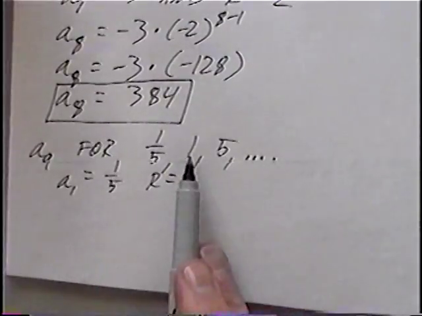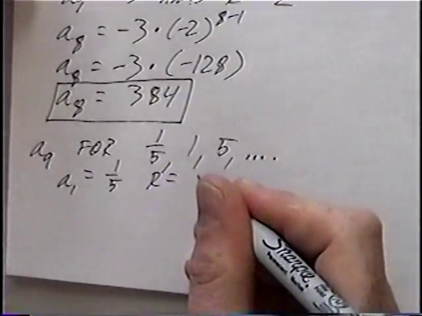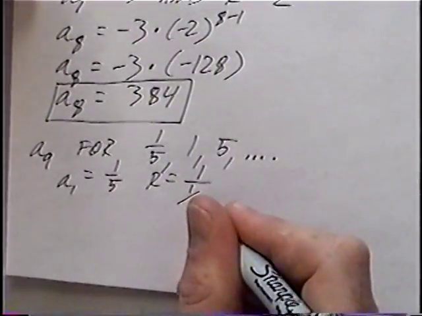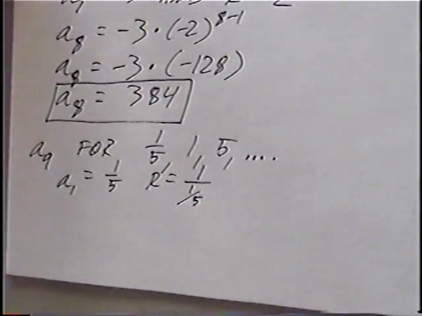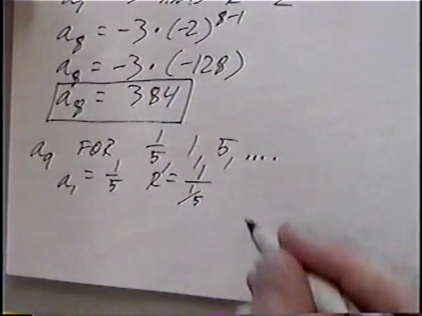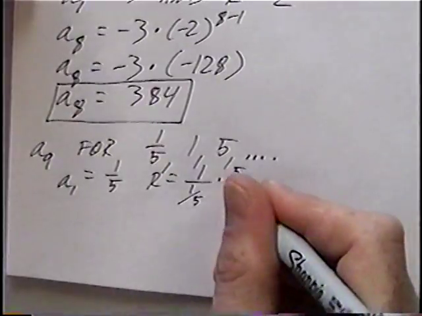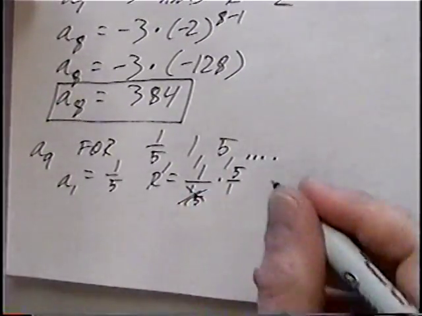For r again, you can take the second number and divide by the first number. In this case, it would be 1 divided by 1/5. Instead of dividing by 1/5, we can multiply by the reciprocal. So r would just be equal to 5.